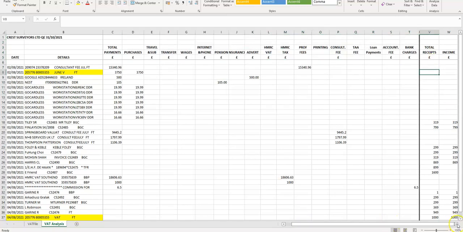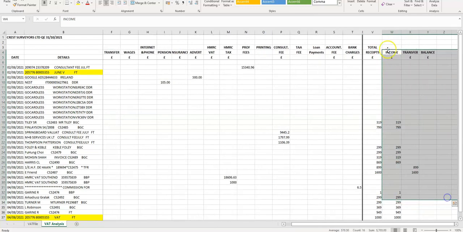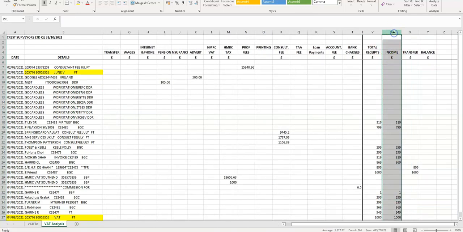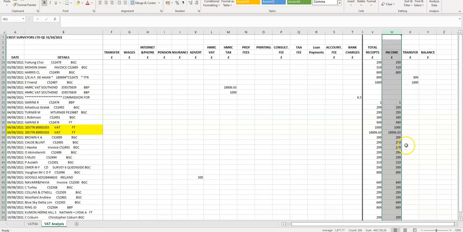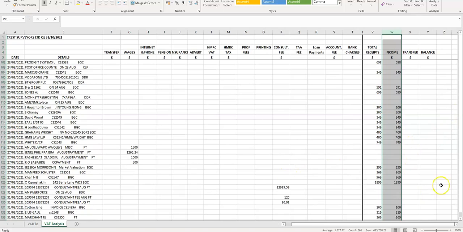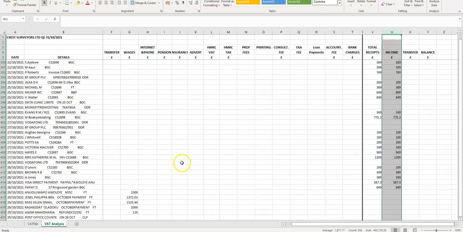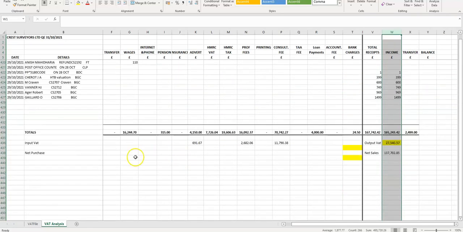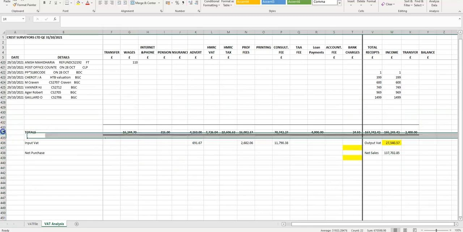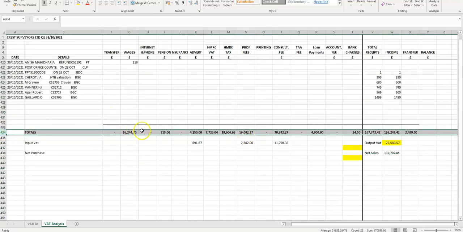In the income analysis section we have to see how much income we have here. For example, you can see we have an income, and this is basically the sales to the customer, and we have to calculate the output VAT on sales. Once we have all the figures, we need to find the total: how much is the total sales and how much is the total purchase. So you can see once you come down to the total, that will give us the total.